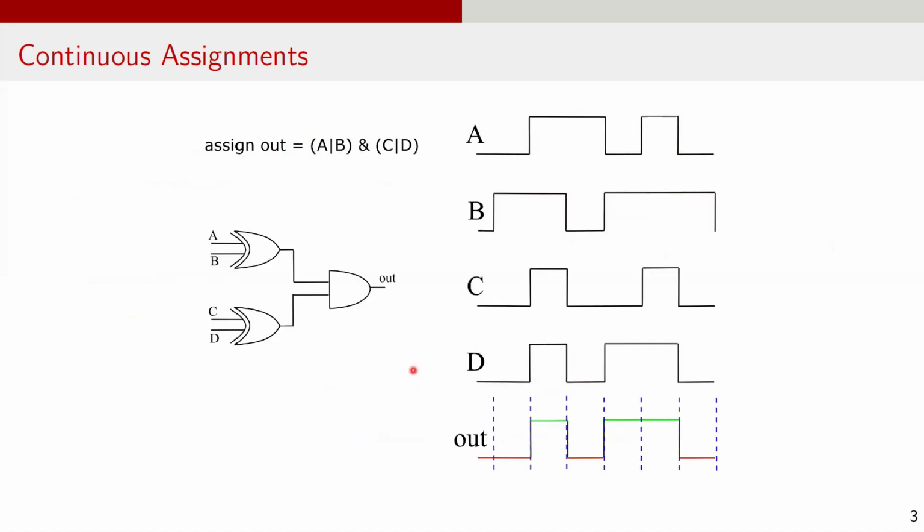Now let's see how the first example statement is implemented in hardware. The statement assign out equals (A or B) and (C or D) is synthesized using combinational logic, an OR-AND gate structure. The inputs are continuously driving the output, which behaves like a wire. Whenever the right-hand side expression evaluates to 1, the signal out becomes true, and when the right-hand side evaluates to 0, signal out is false. We see the same behavior using signal waveforms here.